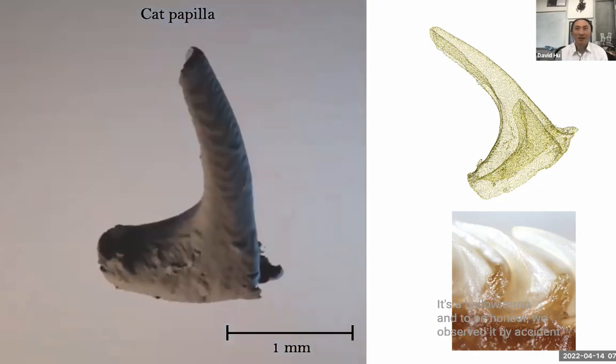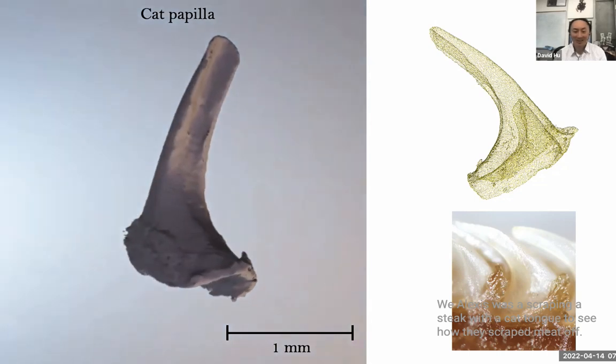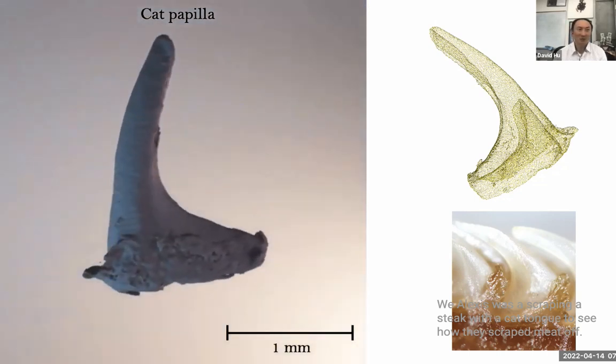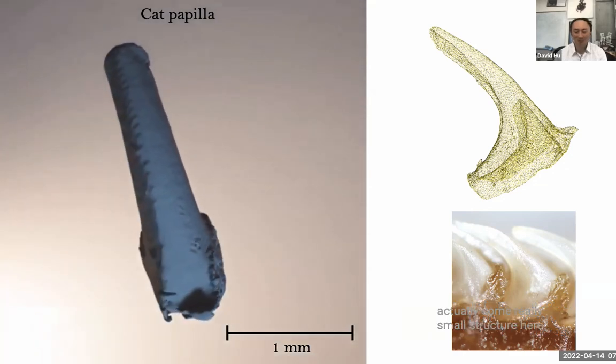It's a hollow ramp, and to be honest, we observed it by accident. Alexis was scraping a steak with a cat tongue to see how they scrape meat off, and she found she couldn't clean the cat tongue. So she realized, hey, there's actually some really small structure here.